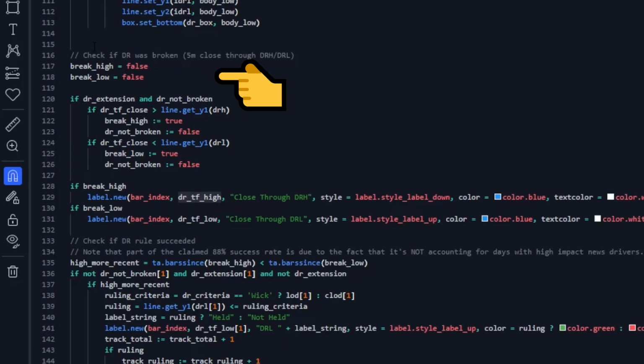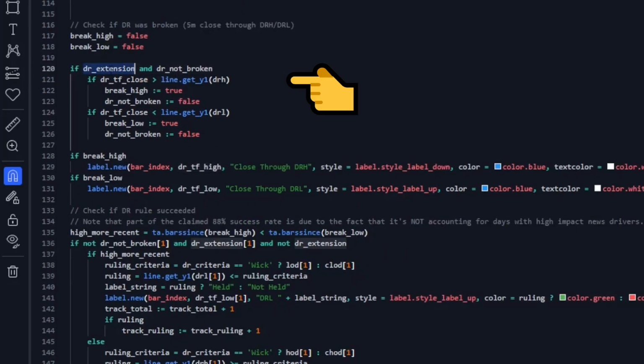Now I'm going to check if the DR was actually broken. So I'm going to be looking for a 5-minute close through the DR high or DR low. I'm setting a couple variables for myself, break high and break low, both equal to false right now. So if DR extension, so if we're in between that 10:30 to 4 o'clock period and we haven't broken the DR yet, then I'm going to enter this statement. And I'm going to check if the 5-minute time frame has closed above the DR high. If we have, then I'm going to set break high equal to true and DR not broken equal to false. Likewise, if we close below the DR low, then break low is true, and DR not broken is equal to false again.